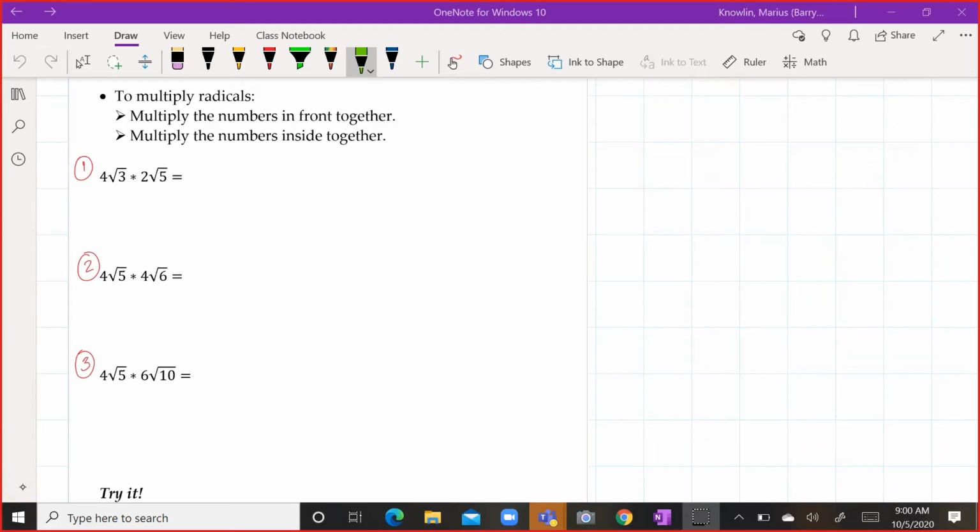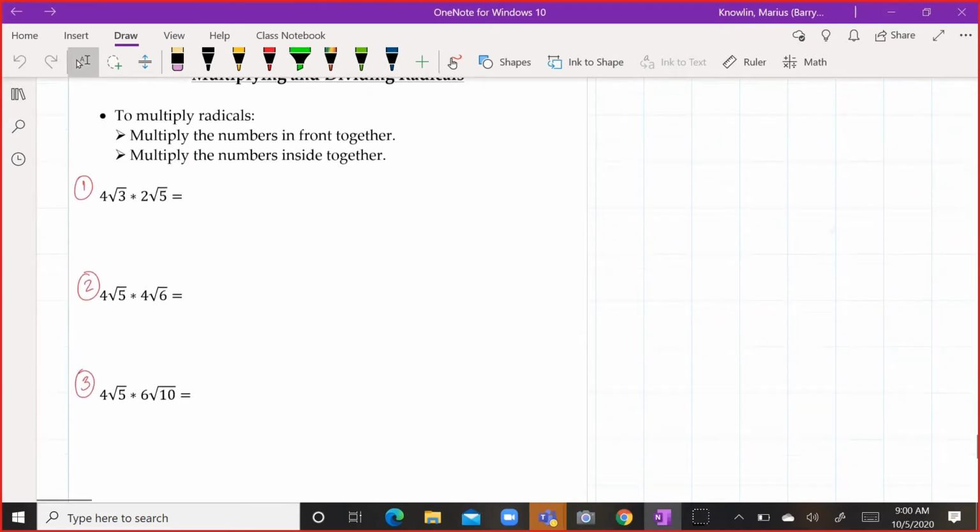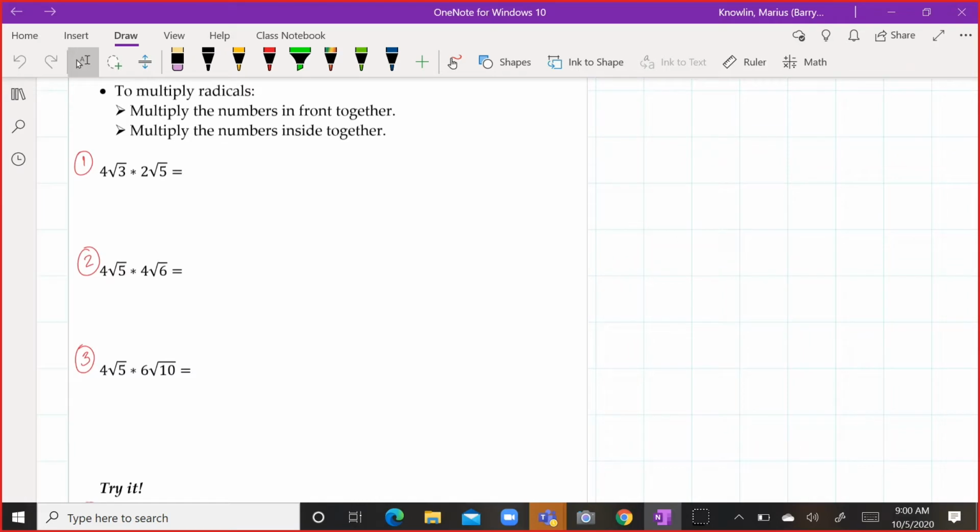Okay, so today we're going to go ahead and talk about multiplying radicals and dividing radicals as well. Simply put, you're going to multiply the numbers that are on the outside and the numbers that are on the inside of the radicals, but you're going to do those separately. So for number one, we'll rewrite it: 4 times the square root of 3, or 4 square root 3, times 2 square root 5.